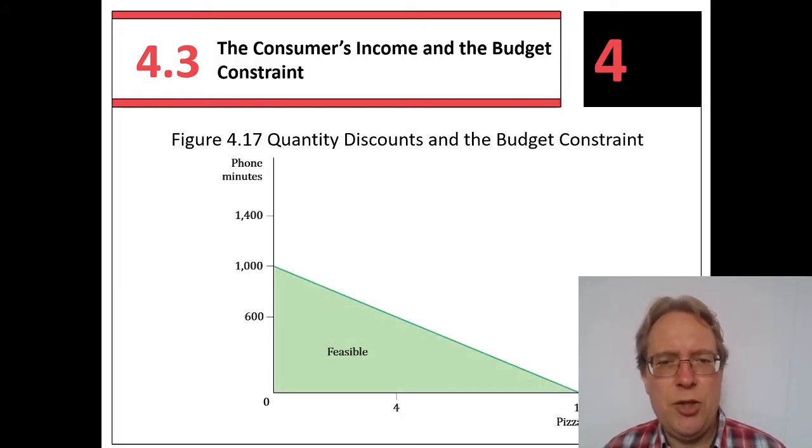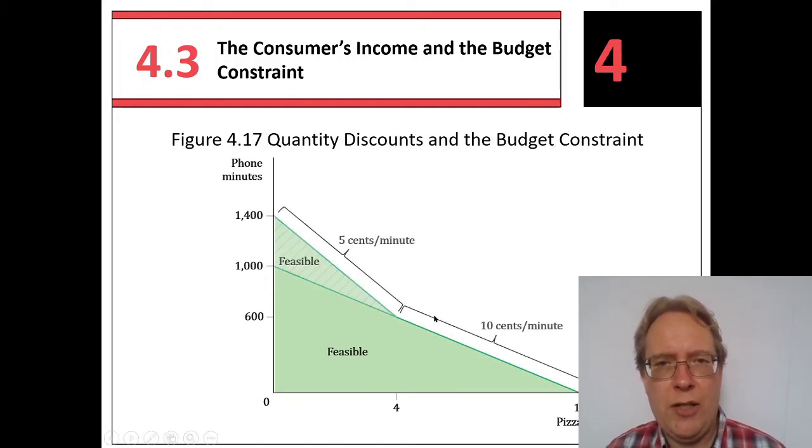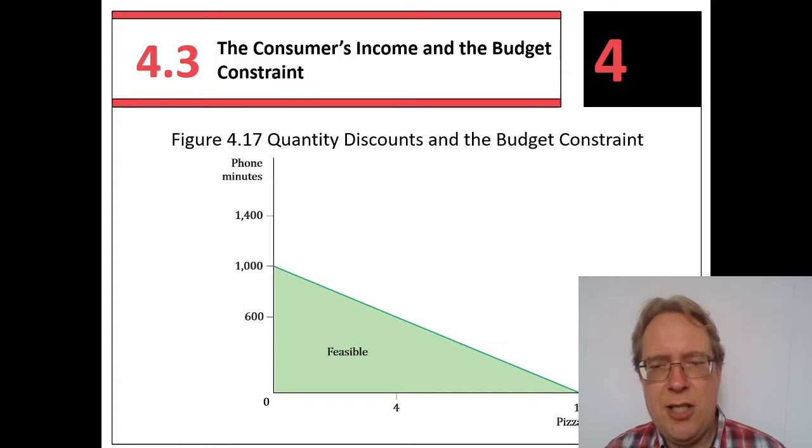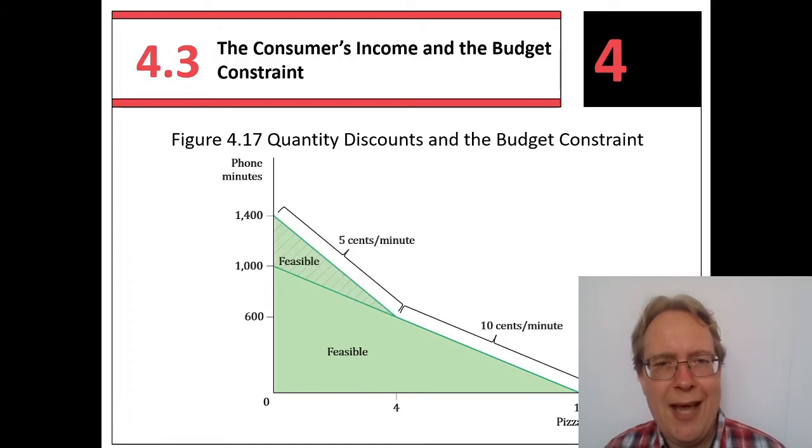The easiest way to do that is first to draw the budget line without any constraints. So what we have here is a situation in which you buy pizzas and phone minutes. If you spend all your money on pizzas, you get 10. If you spend all your money on phone minutes, you can buy 1,000. But now suppose that you get a discount if you consume more than 600 phone minutes, then the price halves.